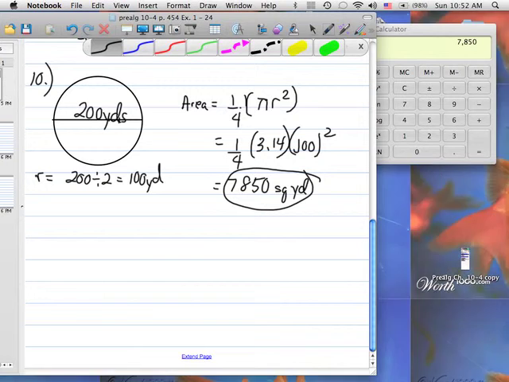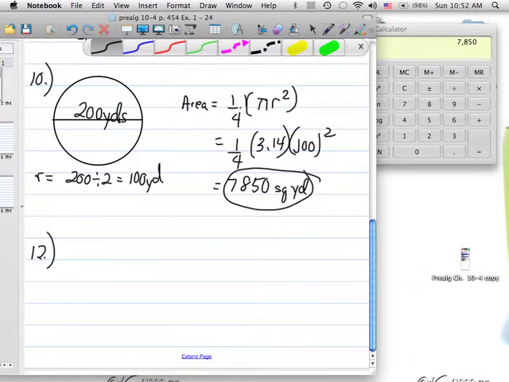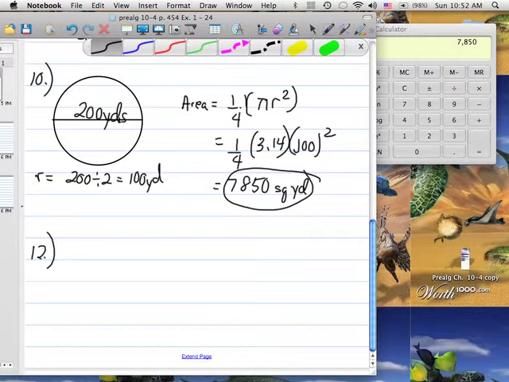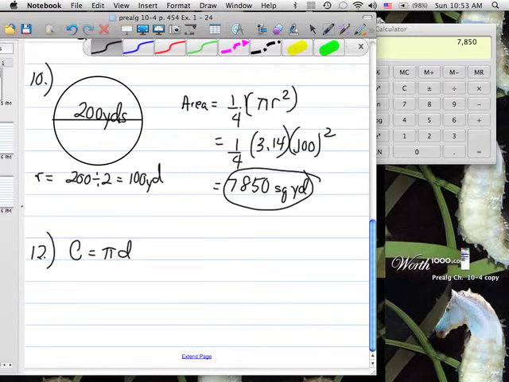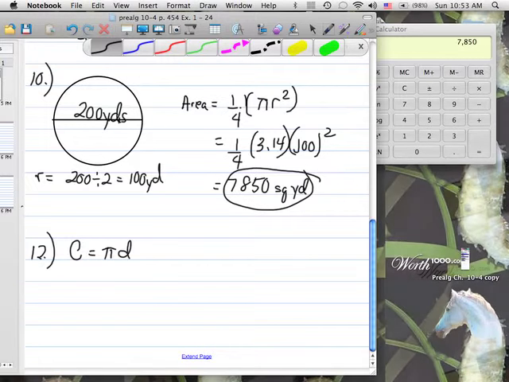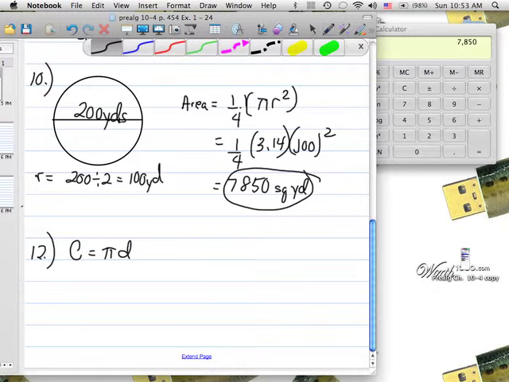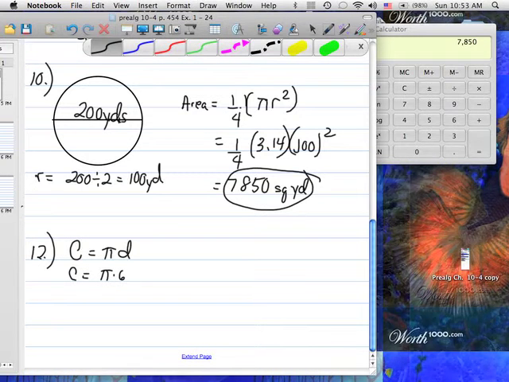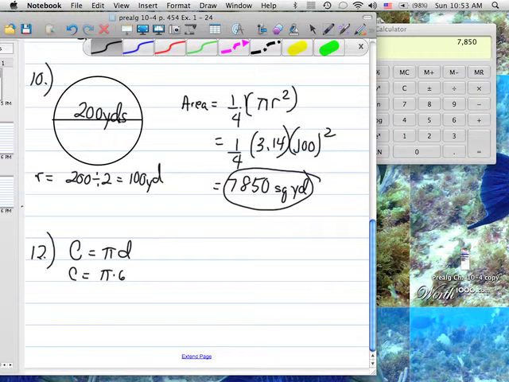And number 12, match each problem with the calculator key sequence that can be used to solve it. Not every key sequence will be used. So number 12, they want the circumference of a circle with a diameter 6. So circumference equals pi d, and it was 6, so it would be pi times 6. And if we look at the list there, pi times 6 is E.